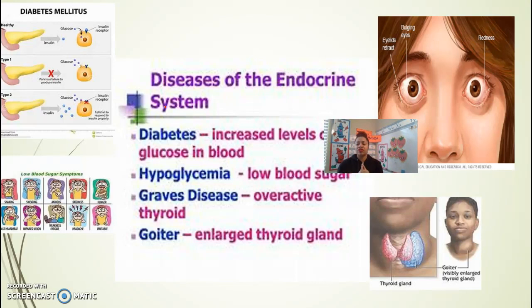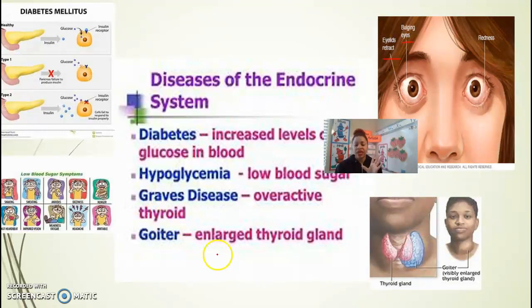So, what are some diseases of the endocrine system? Some of the diseases: diabetes, which I'm sure you all have heard of, and that's just when the pancreas cannot secrete insulin. Hypoglycemia is the low blood sugar, whereas diabetes is high blood sugar. Then we have Graves' disease, which is the overreactive thyroid. And I stuck a picture here because Graves' disease is an autoimmune disease that causes an overreactive thyroid. And most times you see those people have bulging eyes, their eyelids retract, and their eyes are red.